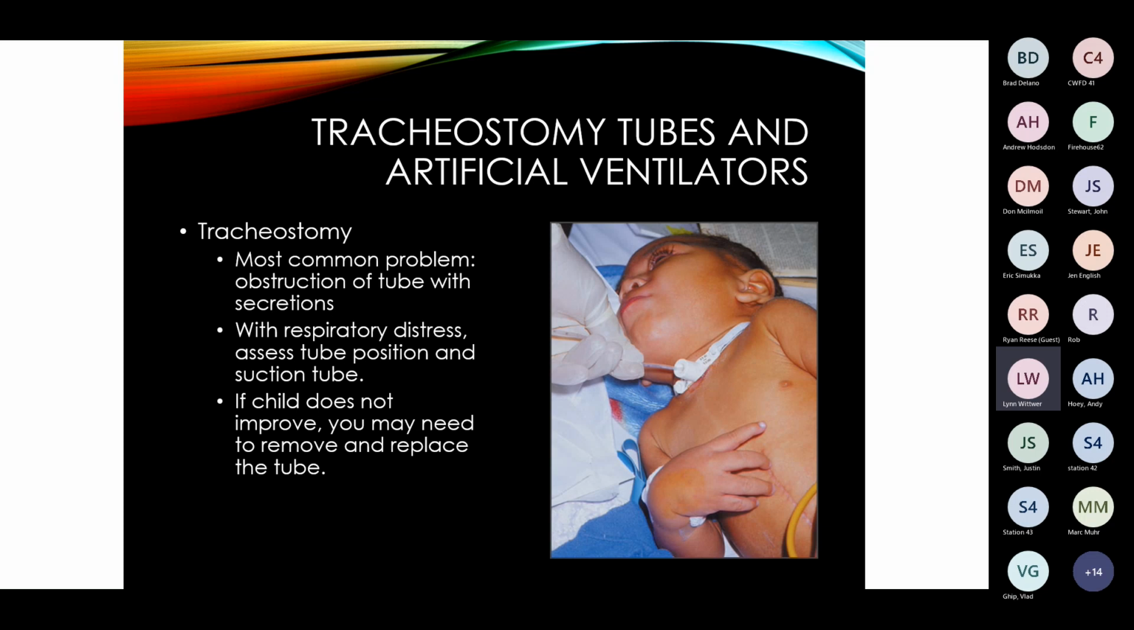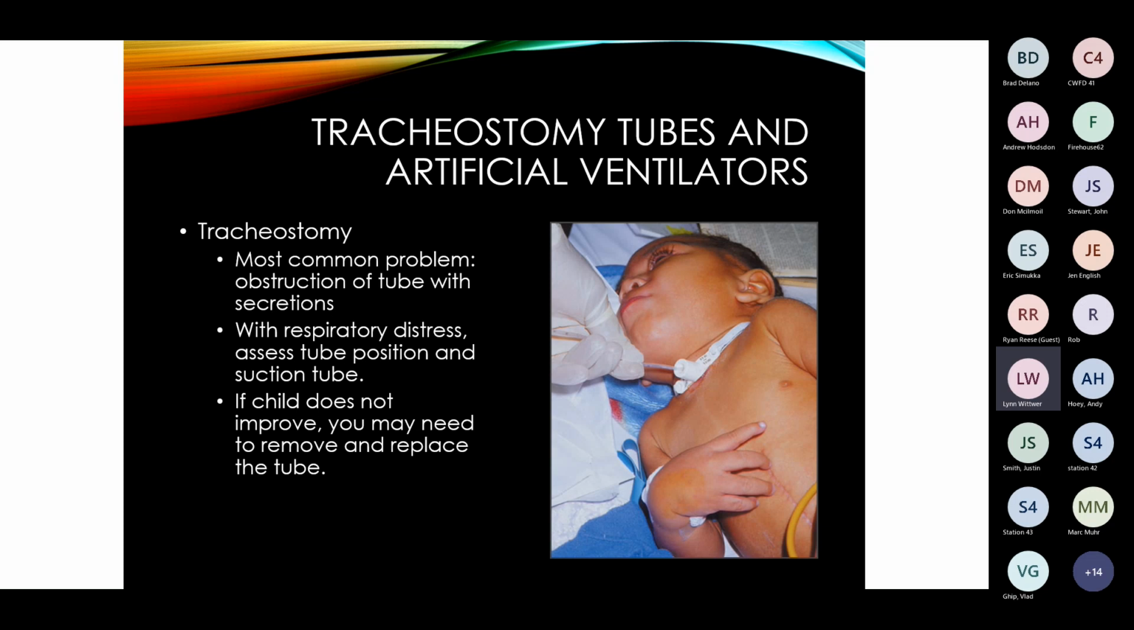The most common problem you're going to see with tracheostomy tubes is obstruction, generally with secretions. Your assessment is going to find respiratory distress. Then you assess the tube position and suction the tube. If they don't improve, you may need to remove and replace the tube. Obviously, it would be a good idea if we could suction the tube and get them appropriate enough to transport without having to do that, or if we don't have the appropriate tube.